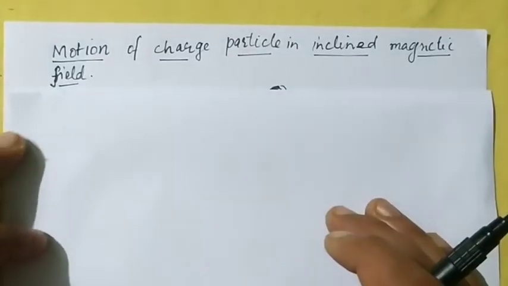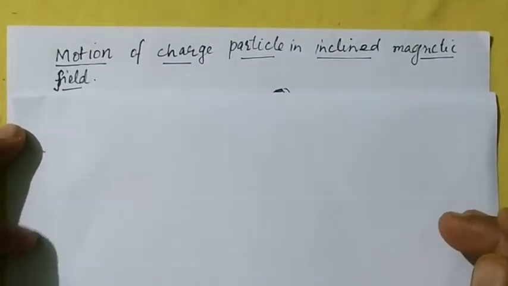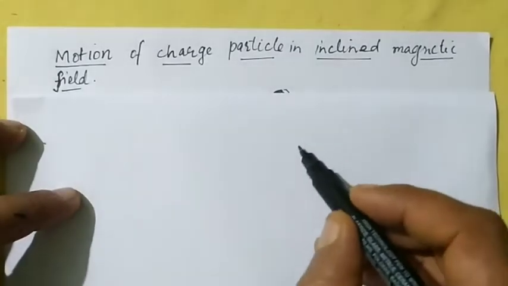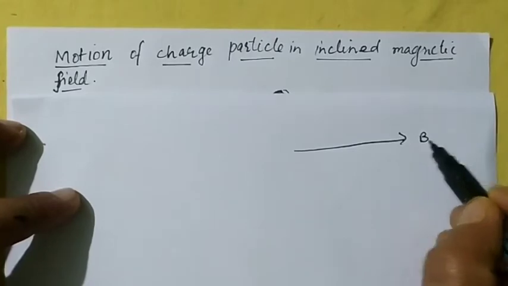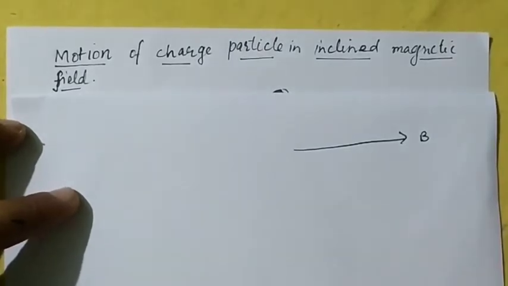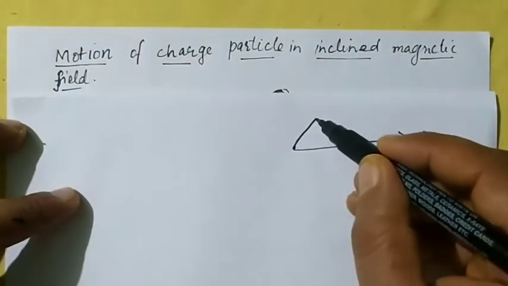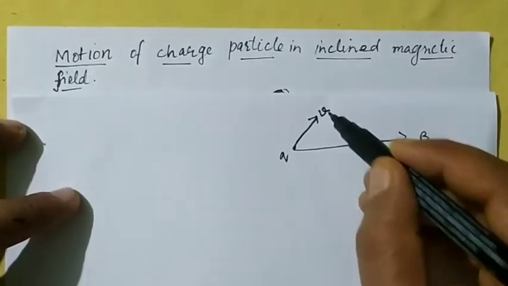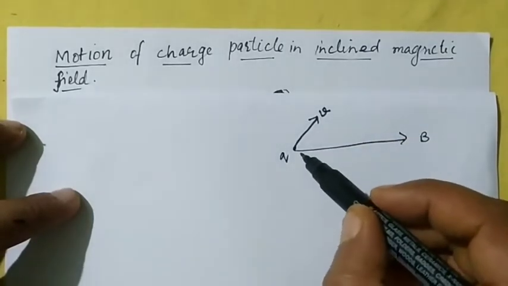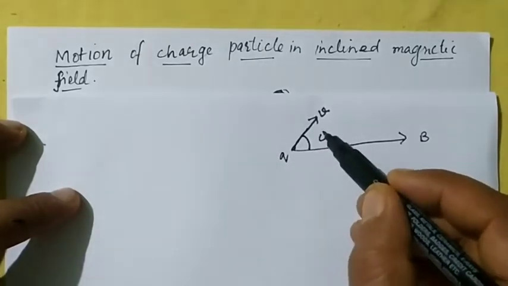We are going to find out the motion of a charged particle in an inclined magnetic field. So for that I choose a uniform magnetic field, which is pointing along this direction. Now let a charge Q be moving with the velocity v along this particular direction, which is making an angle of theta with the magnetic field.